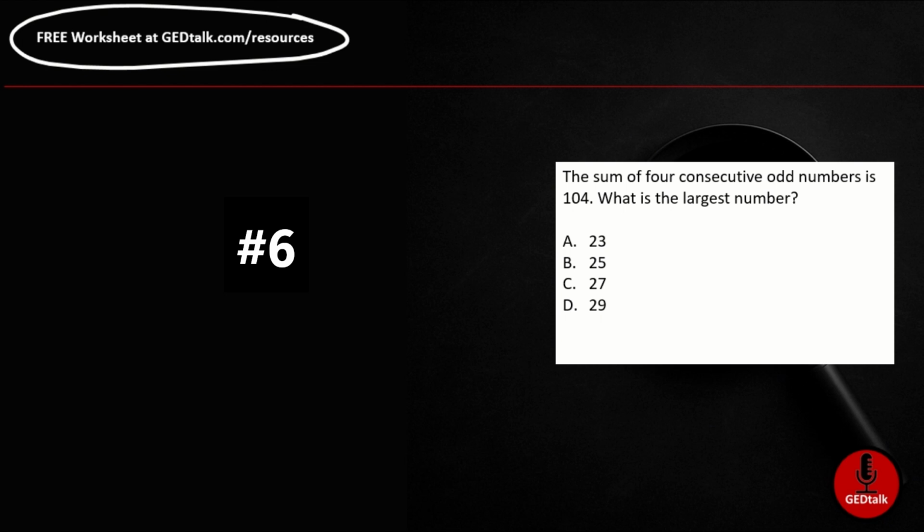The next problem reads, the sum of 4 consecutive odd numbers is 104. What is the largest number? Okay, so we know that sum means add, so we're going to put an addition sign up there. Consecutive means one after the other. And odd numbers are numbers like 1, 3, 5, 7. So we're looking for odd numbers that will equal 104. So I'm going to go ahead and do equals 104.